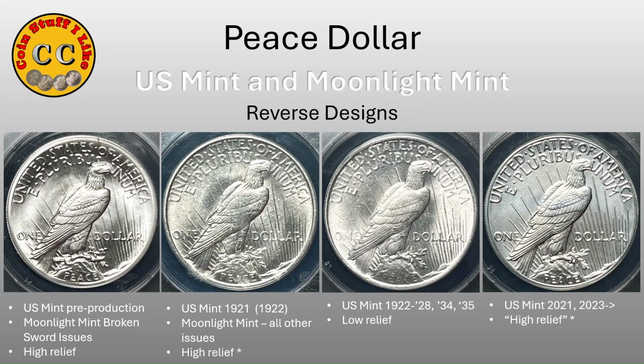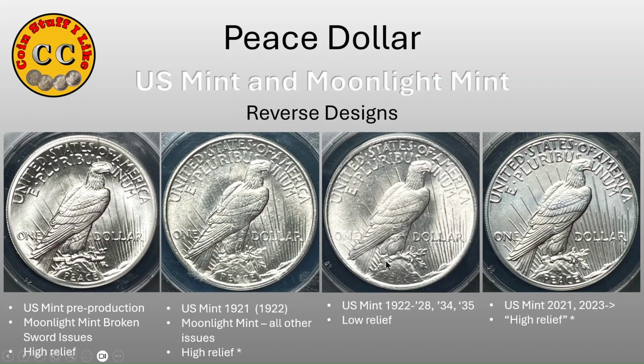They were striking them up, they're having problems, particularly as they kept those high relief dies and started producing in 1922. They found, no, this is not working. So they actually had about 35,000. They melted those that they had produced and went to a redesign, a low relief design.